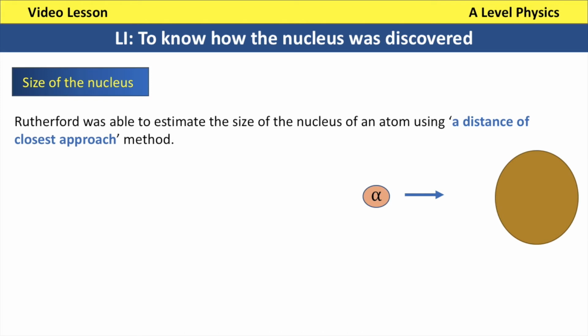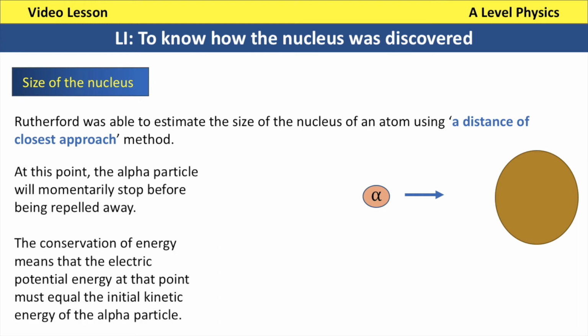So what then goes on from here is Rutherford has come up, of course, with the nuclear model of the atom, but he's also able to estimate the size of the nucleus, and he does that using a distance of closest approach method. As an alpha particle travels towards a gold nucleus, it gets very close to it, but then obviously will get stopped before reversing and doing a 180-degree U-turn, if you like.